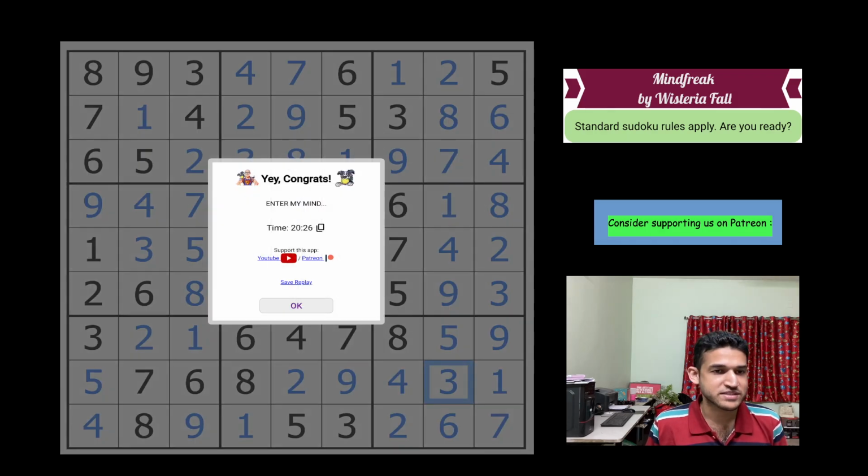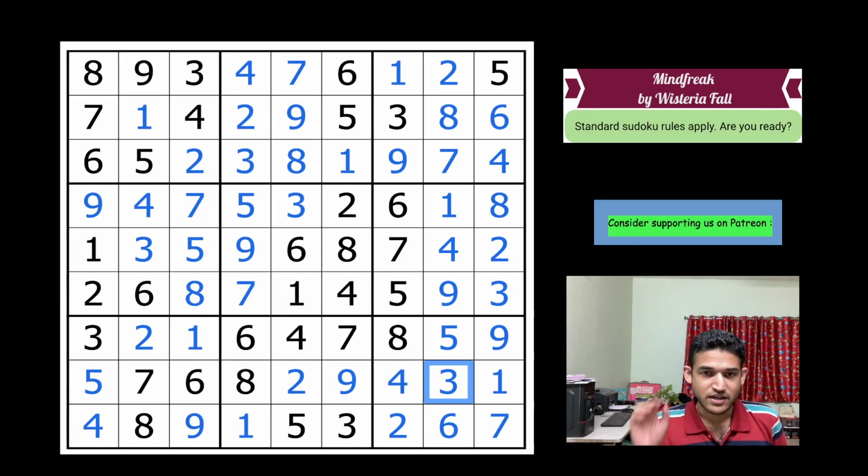With that, we've finished this, I would say, really interesting Sudoku by Wisteria Fall. So it all started with a deduction in row 8, column 7, where I managed to eliminate the 9, and which gave instantly a skyscraper. And then we managed to eliminate 9 from row 9, column 1, which was very tough to see. Probably there is something better.